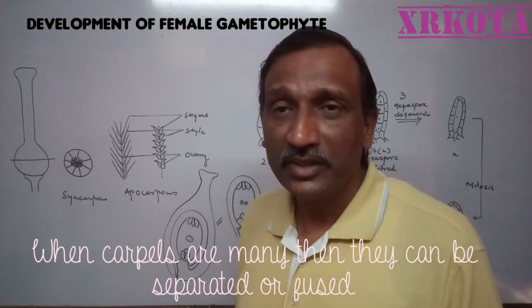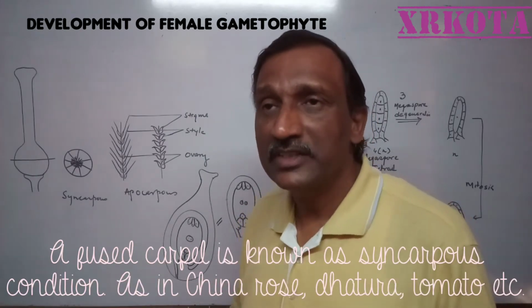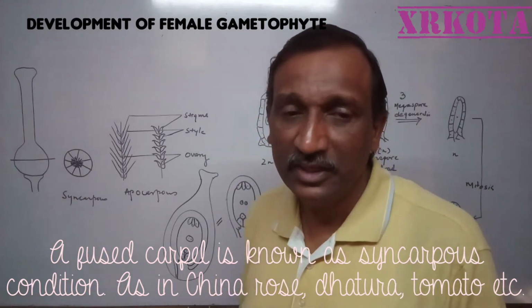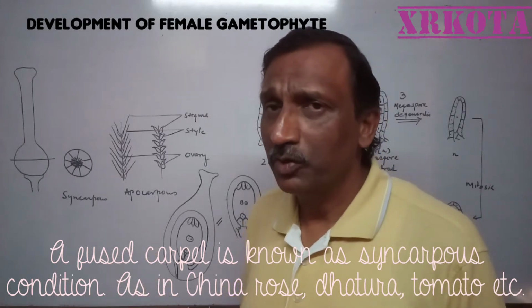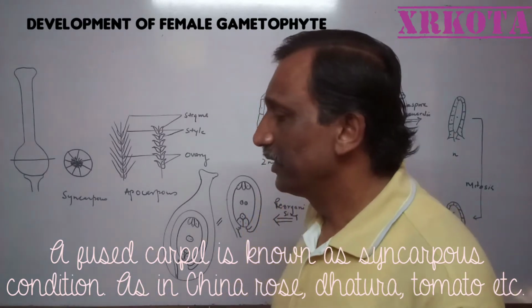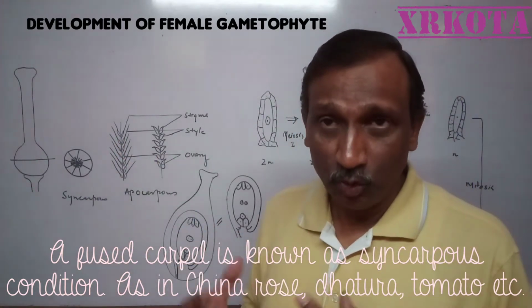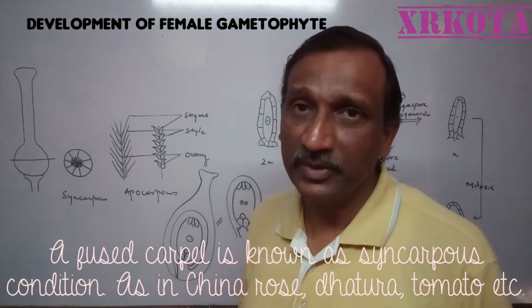In the case of syncarpous, a number of carpels are fused together. As a common example, you might have done in class 11th the dissection of China rose or Dhatura, where more than one carpel was there. When two or more carpels are fused together, this condition is known as syncarpous.